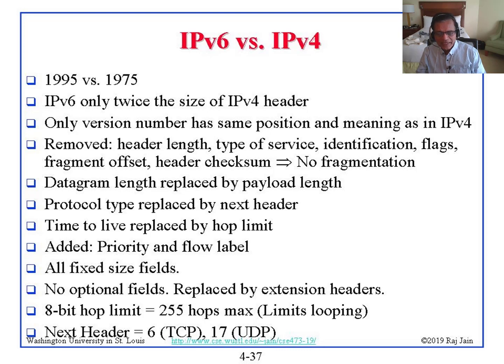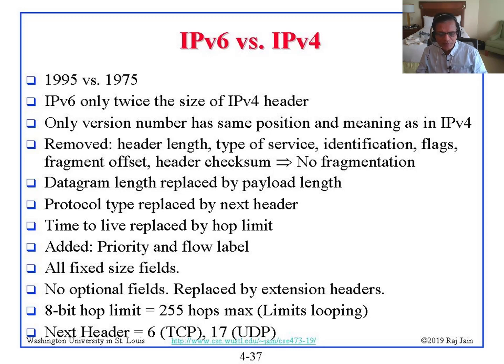And then protocol type is replaced by next header, which, as we said, is what comes after this header. Time to live is replaced by hop limit. Priority and flow label were added. So this time the traffic class has a priority inside it, and the flow label was added. All fixed size fields. There are no variable size fields, like the options previously were variable size. The optional field is replaced by extension headers. Those are the other headers.